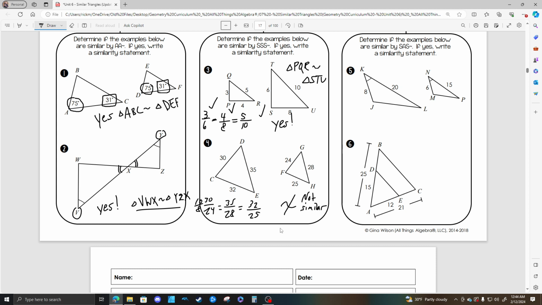Okay, now let's look at number 5. So for side angle side, we have to know that the two sides are proportional, and then the angle in between the two sides are congruent. So here we have to know that 8 over 6 is the same as 20 over 15. We have to know that that's true. And then we also have to know that the angle in between them is also the same. In this case, we know n and k are the same, they told us. So as long as these are congruent, we are good.